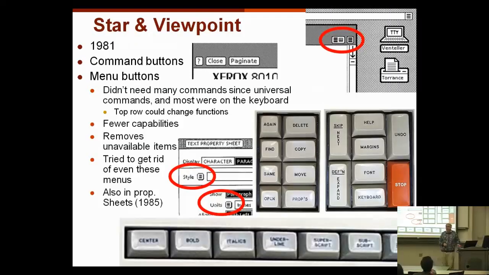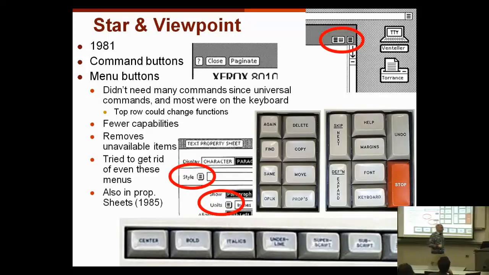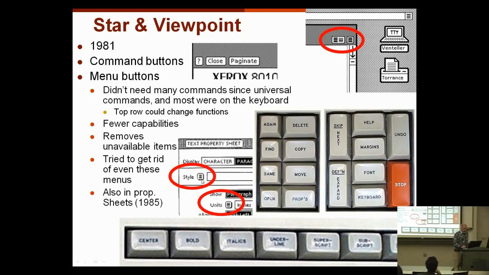So we saw a lot about the Star in previous things. I just want to focus a little bit on the menus. There were lots of command buttons, as we saw, and they had these menu buttons. There were no pop-up menus except from these buttons. And eventually the buttons got to be in more and more places, so that they put them in the property sheets eventually, where they wanted to have a bigger list of choices.